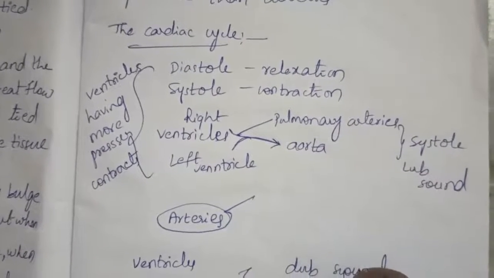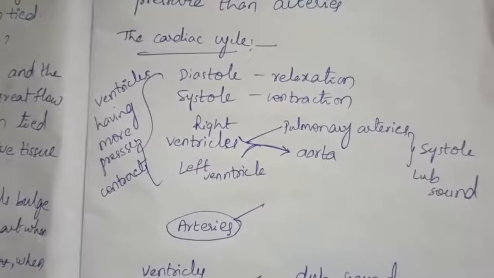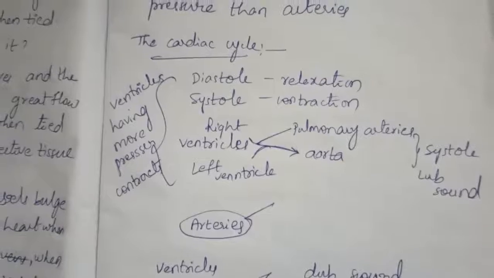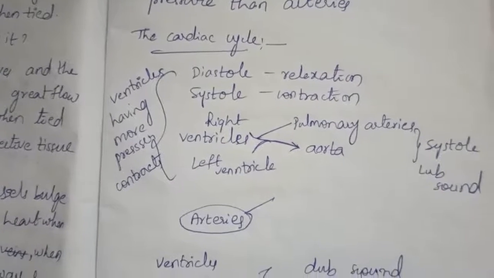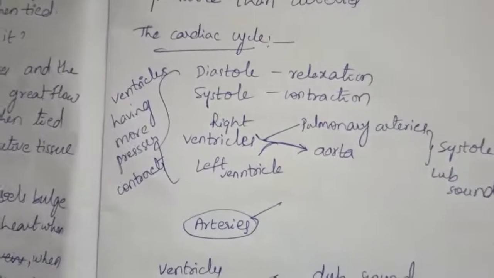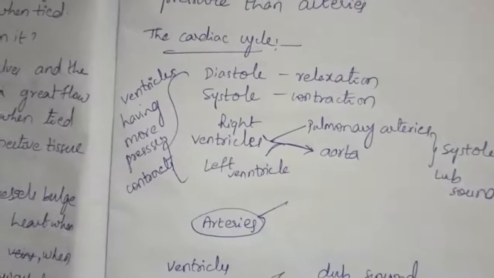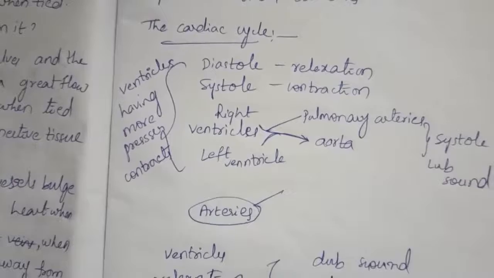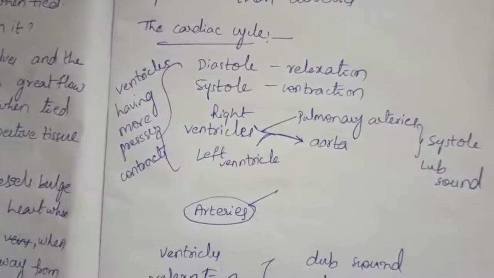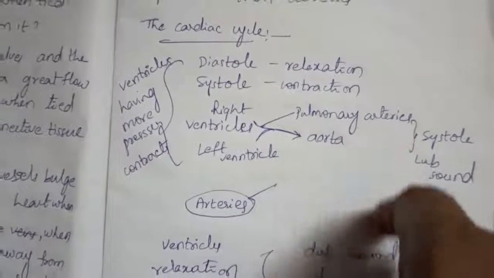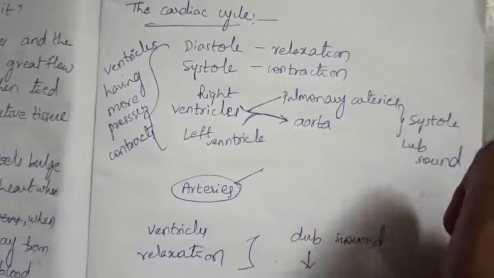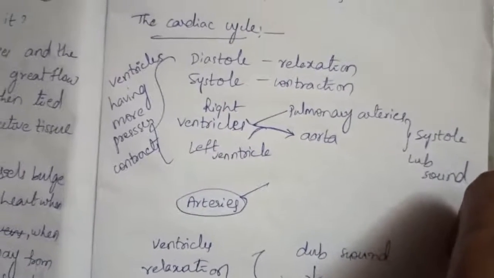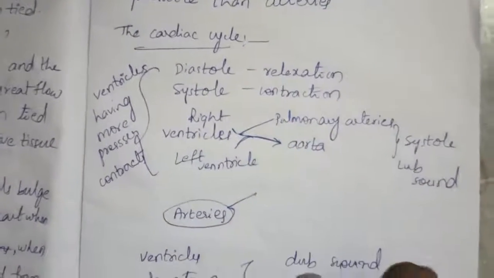So the two sounds combined we call a cardiac cycle. Yes, lub dub. Within 0.8 seconds we can observe that sound, lub dub. Those two sounds are commonly called a cardiac cycle. So what happens inside the heart in that cardiac cycle, in that period of 0.8 seconds? That we are going to see now.